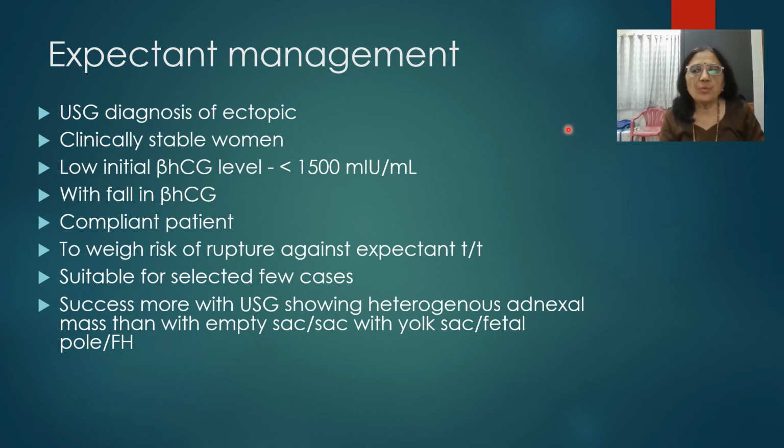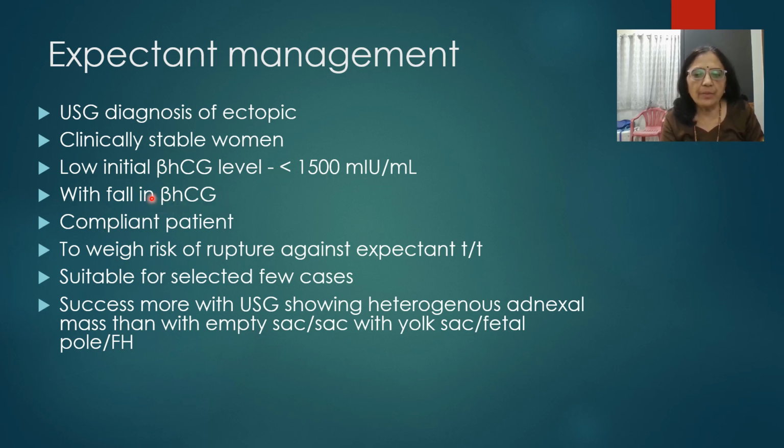Now we come to the last modality of treatment for unruptured tubal ectopic pregnancy. We have seen medical management and surgical management, and the third is expectant management, where neither methotrexate is given nor surgical intervention done. What is required is a USG diagnosis of ectopic; confirmation has to be there. The patient should be clinically stable, and the initial beta HCG level should be low, less than 1500 milli international units per ml, and if it is less than 1000, it is better. And it should show a downward trend.